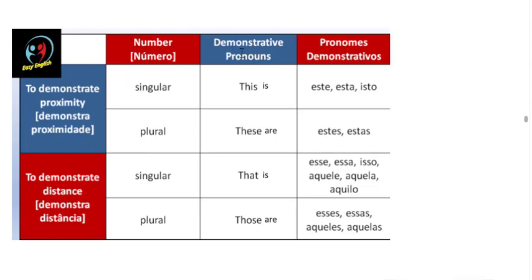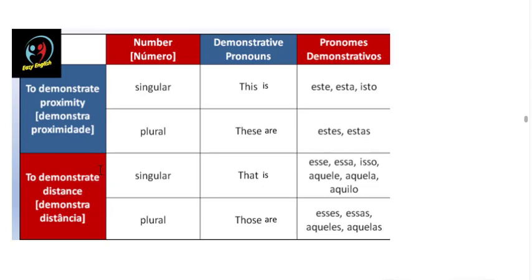Singular, demonstrative, quando está perto, this is. Pronomes, ela é comparado com este, esta e isto em português. Plural, plural. These are é quando está perto. Estes ou estas.